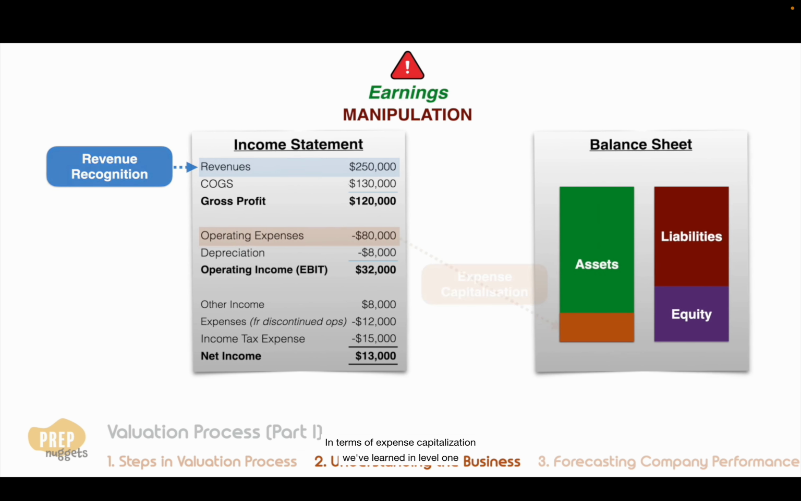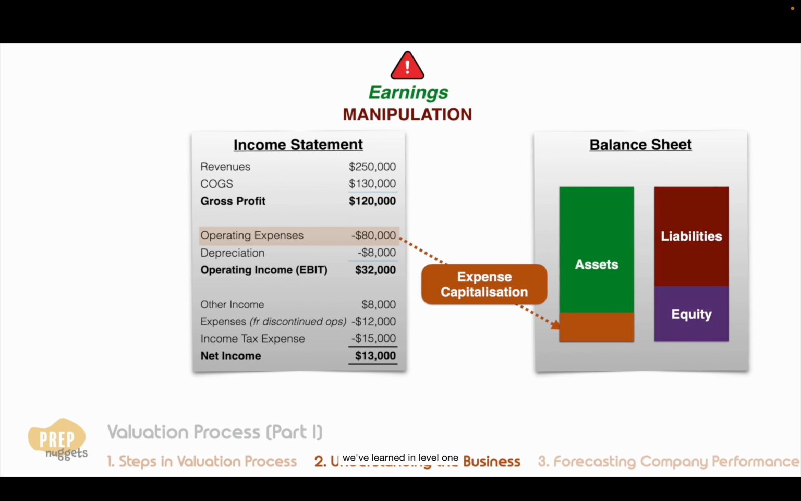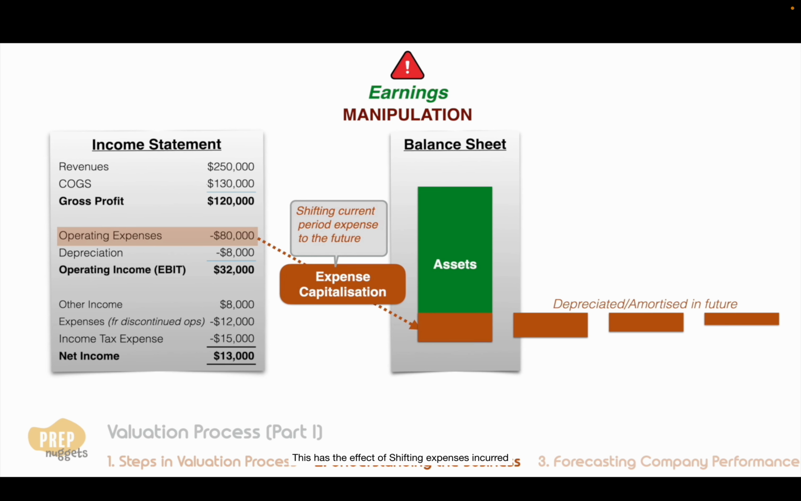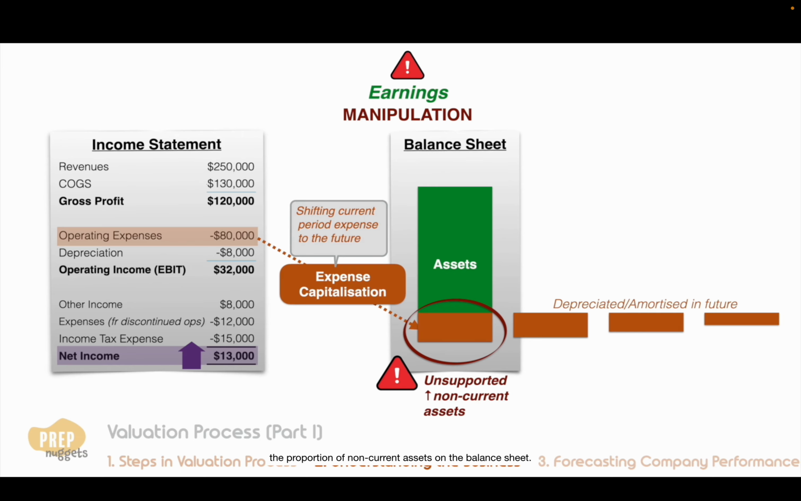In terms of expense capitalization, we've learnt in Level 1 that certain expenses are capitalized and depreciated or amortized in the subsequent years. This has the effect of shifting expenses incurred in the current period to future periods, so current period income is higher. One warning sign of abuse of this process to prop up current earnings is the unsupported increase in the proportion of non-current assets on the balance sheet. There could be a systematic capitalization of expenses underway.